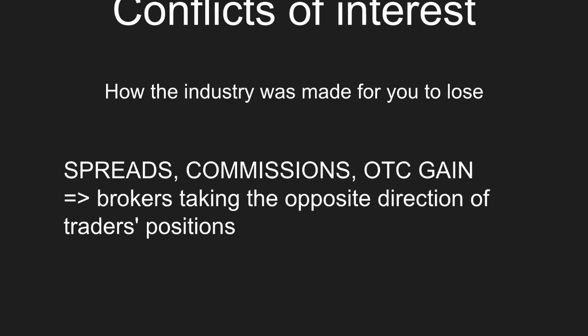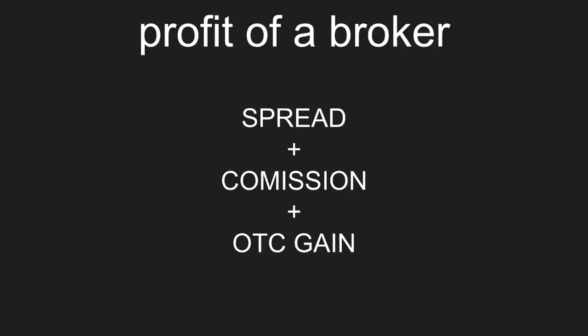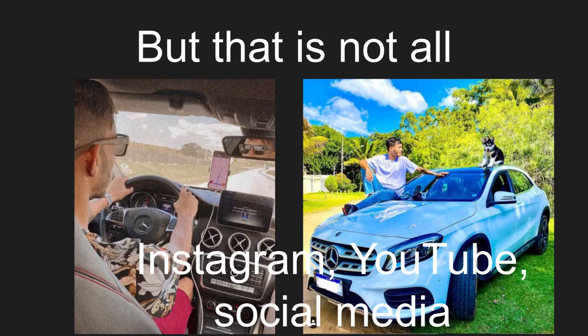The broker makes money based on spreads and commissions. OTC is over the counter, okay? It's not controlled by the exchange. These are prices controlled by the broker. So OTC gain is over-the-counter gain based on prices stipulated by the broker itself. So the brokers take the opposite direction of the traders' positions. The profit of a broker is spread plus commission plus OTC gain, which is what I just explained to you. But that's not all, okay?